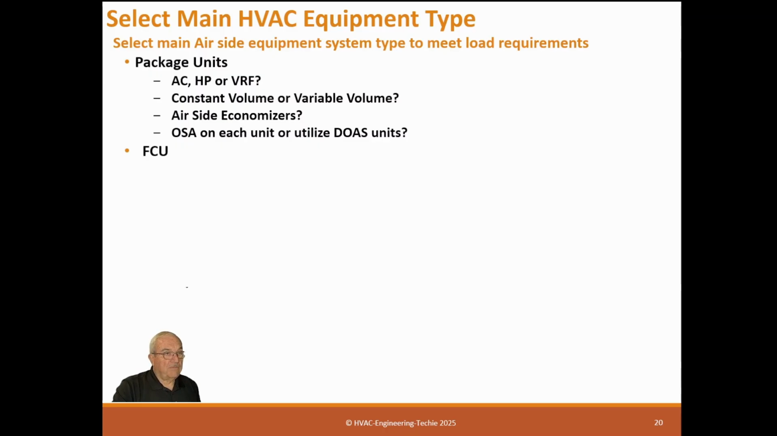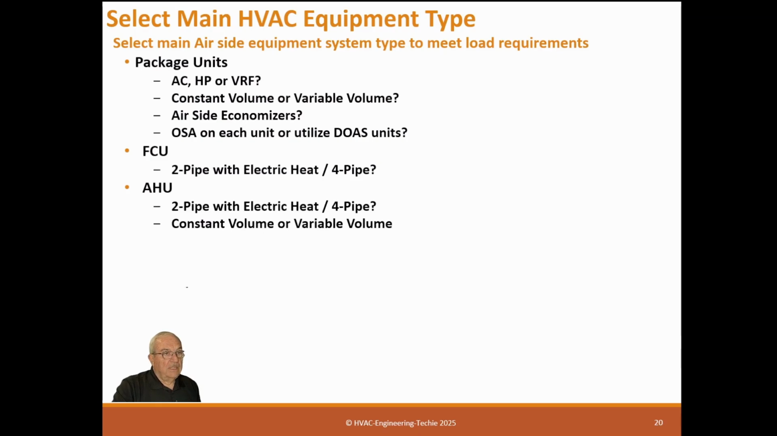That's a system type: fan coil units, 2-pipe with electric heat, 4-pipe. Air handling units, 2-pipe, electric heat, or 4-pipe. Or they can have gas heat, of course. Don't have to be 4-pipe. Electric, constant volume or variable volume. Air side economizers or water side economizers.